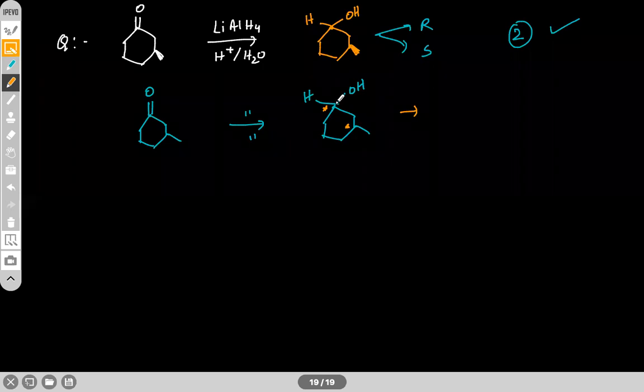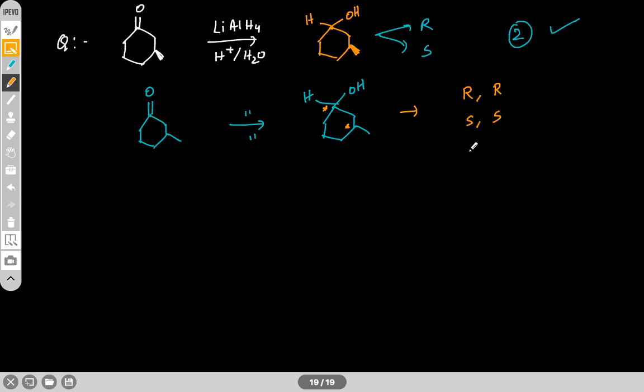This one could be R, and this one could be R. So one possibility is both RR. Another possibility is both SS. Another possibility is one is R, the other is S. First one is S, next one is R. These are the four possibilities here. Yes or no? Say yes. Yes, sir. Correct, all of you understood this?